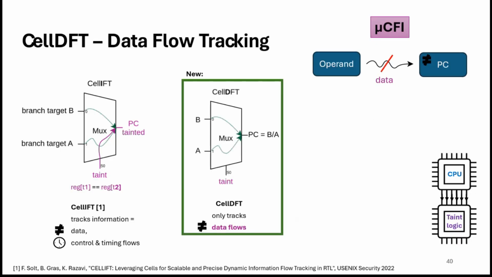In CellDFT, we block these kinds of control flows. So if one of the inputs A or B would be tainted, that taint would still be propagating to the program counter. But if the select input is tainted, like a control path is tainted, we filter it out. We don't track the taint through these paths. And by that, if we get a CellDFT violation, it is, in our case, a control flow hijack.